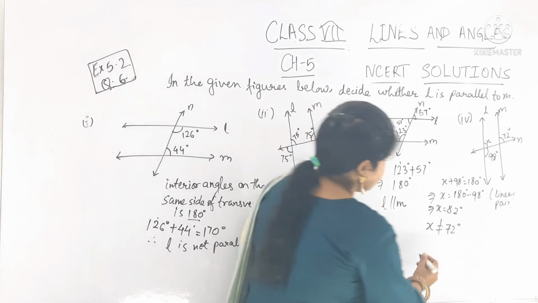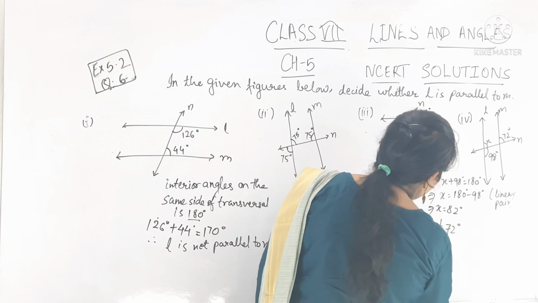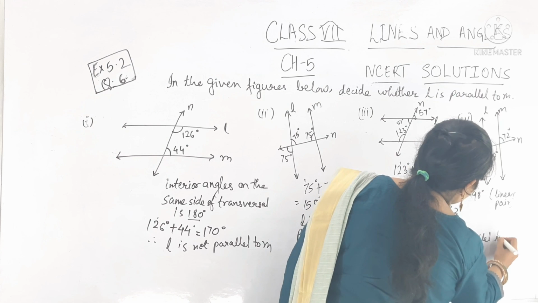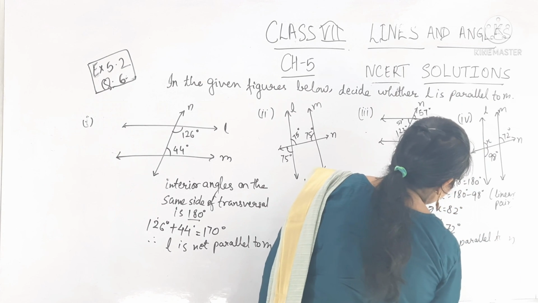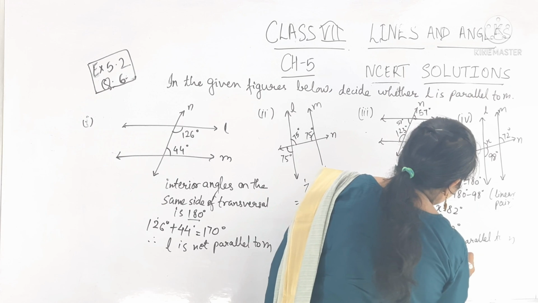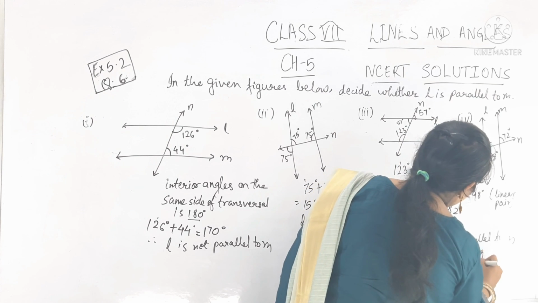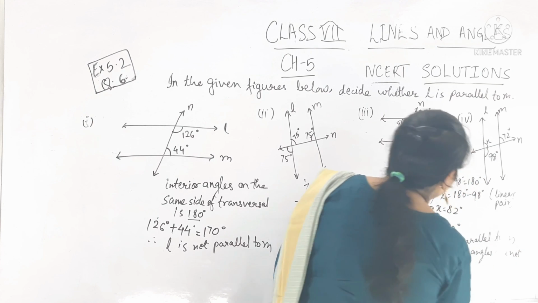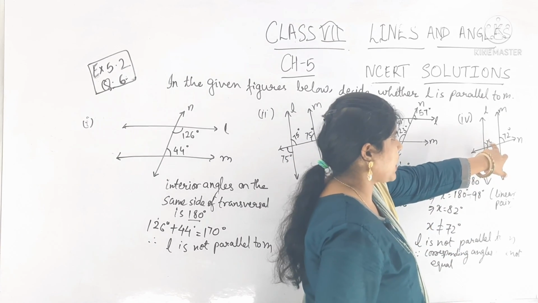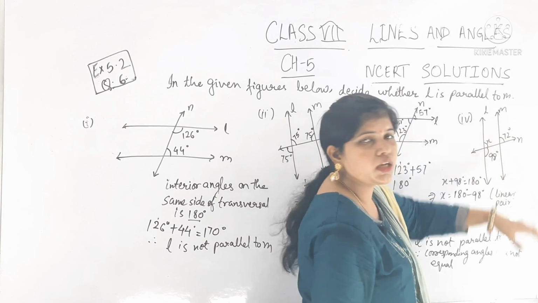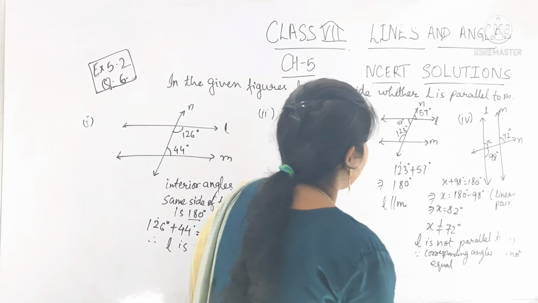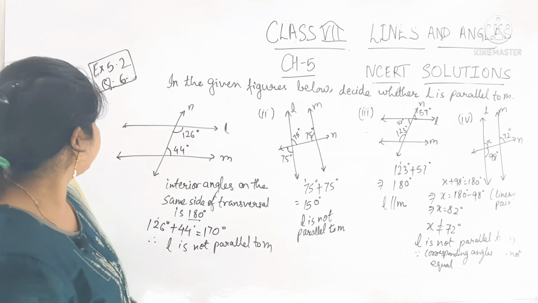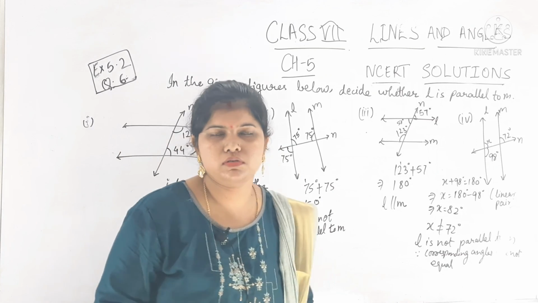So here L is not parallel to M because corresponding angles are not equal. If L is parallel to M, then this X and this 72 degrees should be equal, as they are corresponding angles. So this is exercise 5.2 up to question number 6.